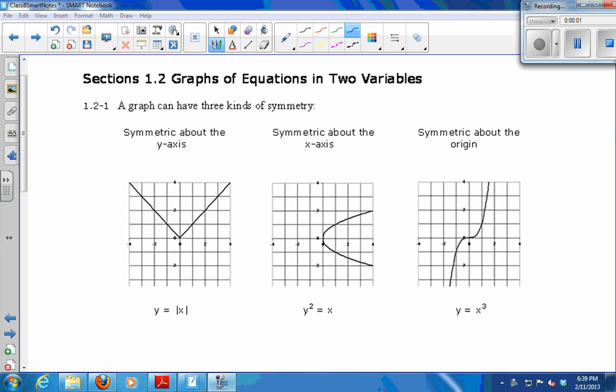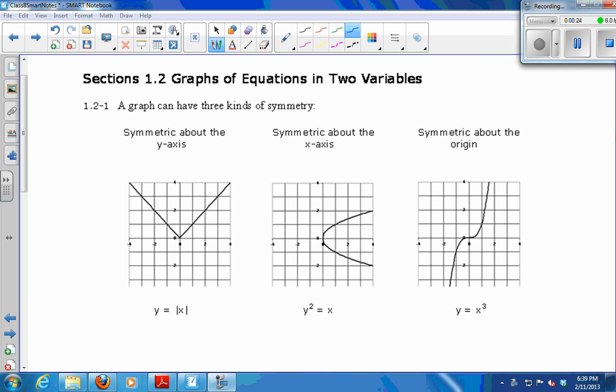So we're going to continue talking about graphs of equations. And we're going to start today by talking about symmetry. A graph can have three different kinds of symmetry. It can be symmetric about the y-axis, meaning if you fold the graph paper along the y-axis, the two halves would lie on top of each other. The y-axis is like a mirror.